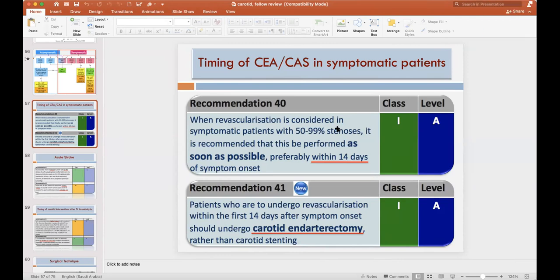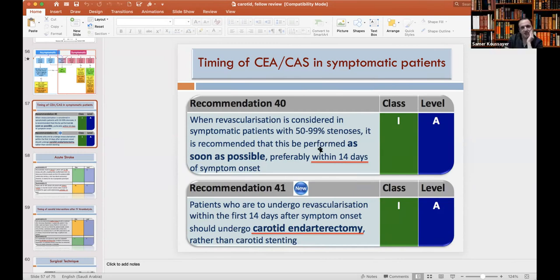Patients who are to undergo revascularization within the first 14 days after symptom onset should undergo carotid endarterectomy rather than carotid stenting. And for the other one, 50-90% stenosis, they said as soon as possible, preferably within 14 days of symptoms. So this is the guidelines.